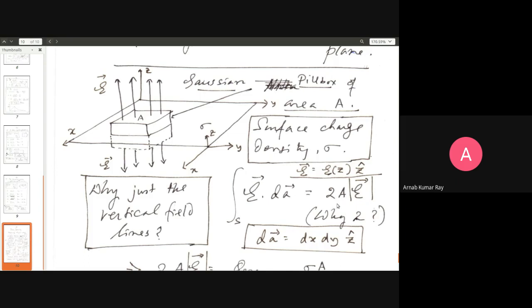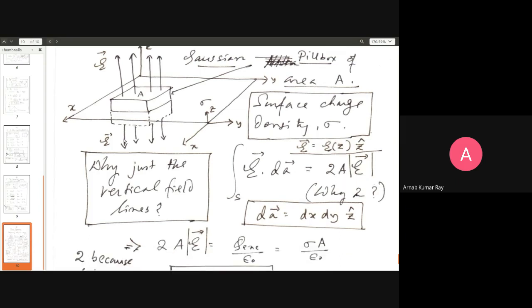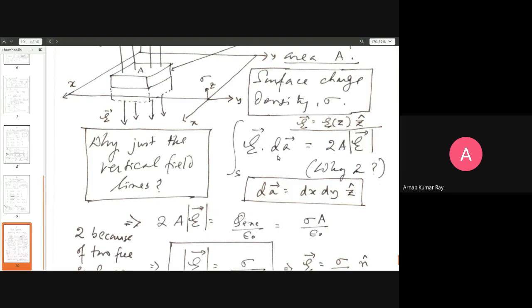Why have I put a factor of 2? Simple answer, because now there are two open surfaces, one above and one below. So E dot dA will give you area times E, but then there is also a bottom face to this pillbox. So that's why I have to put a factor of 2. That is the answer. So E dot dA is equal to charge enclosed by epsilon naught as usual.